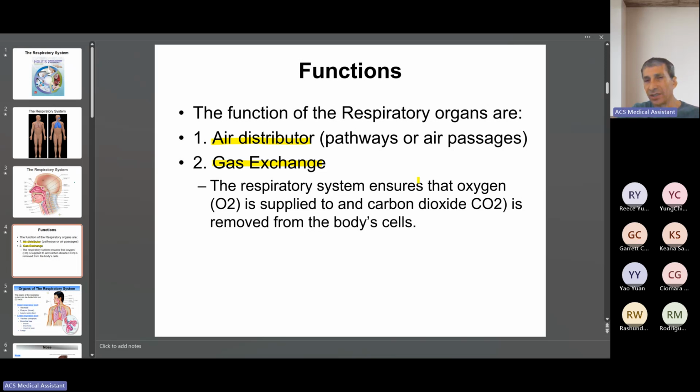What is gas exchange? It ensures that oxygen is supplied and carbon dioxide is removed from the body. We're going to supply oxygen to the body and remove carbon dioxide, which is the waste of oxygen. After oxygen has been consumed, the end product is CO2, carbon dioxide. So that's basically what it is.